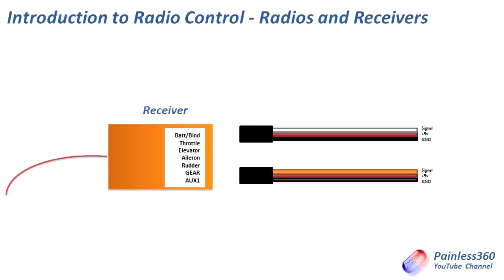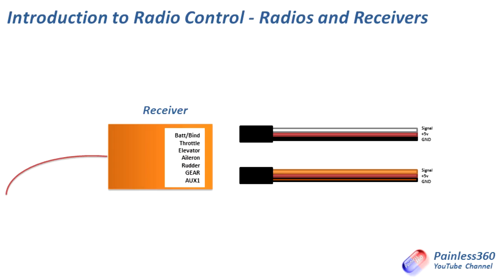We have a battery bind, throttle, elevator, aileron, rudder, gear and auxiliary 1. So this has actually got the 6 channels, and here are the 2 pins. You can see the top one, there's the white one, the black or brown pin is usually ground, the middle pin is always plus 5 volts, and the yellow or white is the signal.